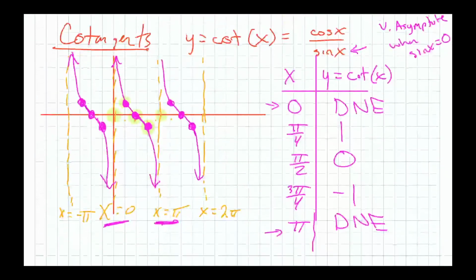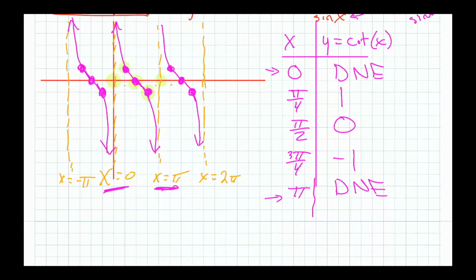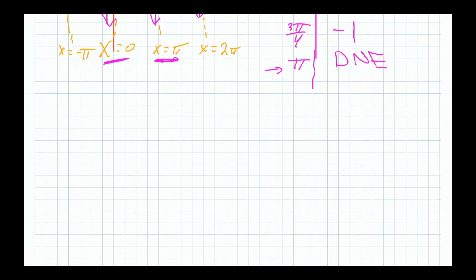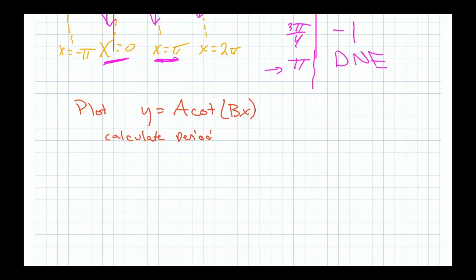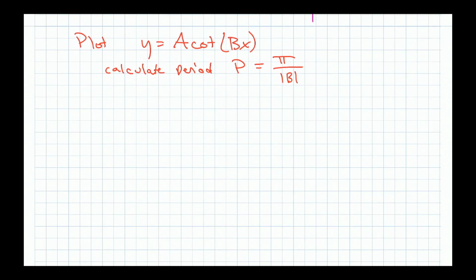All right, so let's talk about how you would plot the cotangent. If you want to plot y equals a cotangent bx, again, you're going to calculate the period. I'm going to call it p this time formally. P equals, it's not 2 pi, it's pi over the absolute value of b, just like tangent. And then you're just going to fill out one of these tables.